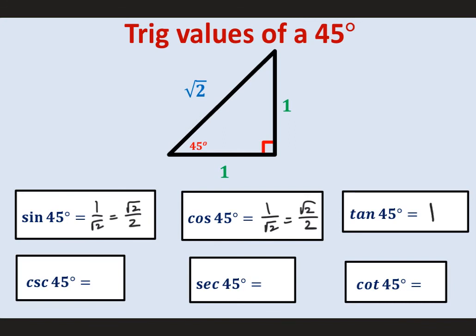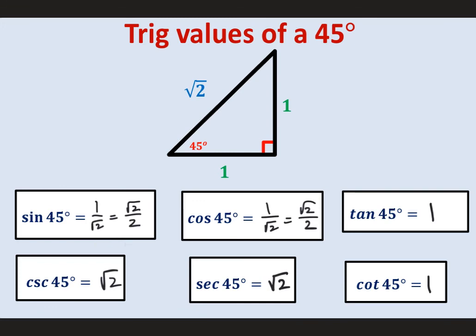All right, for the reciprocals, we're just going to reciprocate them again. So usually we reciprocate the unrationalized version. So cosecant of 45 is going to become root 2. Secant of 45 is also root 2. And cotangent of 45 is 1, like tangent, because flipping 1 over 1 is still 1.